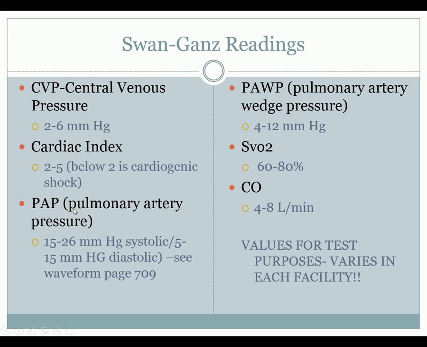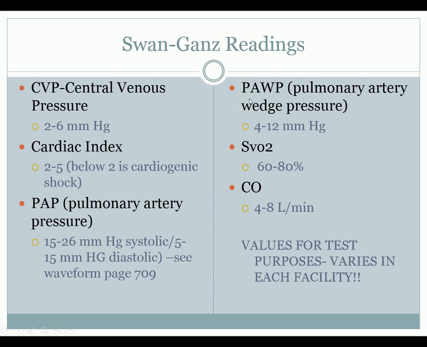PAP, pulmonary artery pressure. You'll get a systolic and a diastolic reading. Should be 15 to 26 millimeters of mercury over 5 to 15 millimeters of mercury. And there's a waveform in your book for you to look at, and that should be page 771. I apologize, I did not get that changed. On page 771, it shows you the typical pulmonary artery pressure tracing, okay? And we'll go over that more in depth in just a little bit.